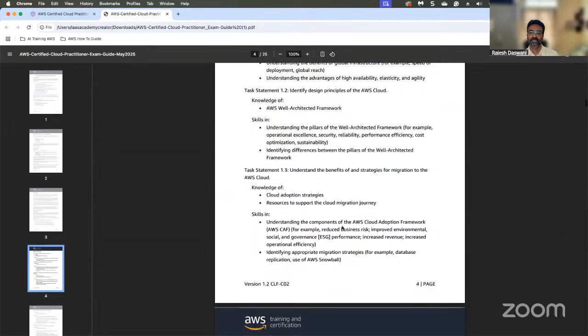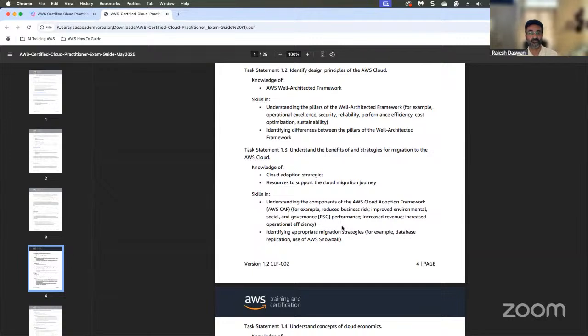Then you also have an expectation to understand cloud adoption strategies. This is more related for the business to see when a business is deciding to make a digital transformation into the cloud. We want to see exactly how the business performs and actually does all of the things that it needs to do.